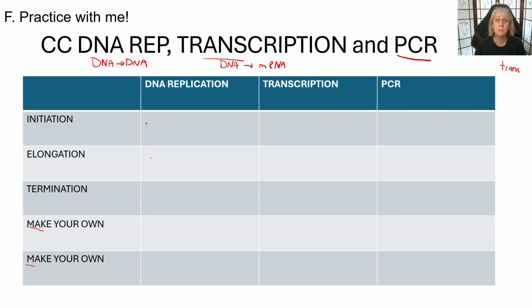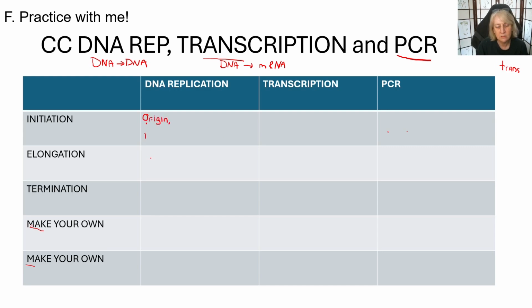As you do this, the best way to process this information is to start building yourself a lot of tables comparing and contrasting, things that are alike and things that are different. In these processes, we are all building nucleotide-based molecules. What happens in DNA replication that does happen in PCR? What happens in DNA replication that doesn't happen in PCR? And so I would put something like my initiation for DNA replication is at the origin.